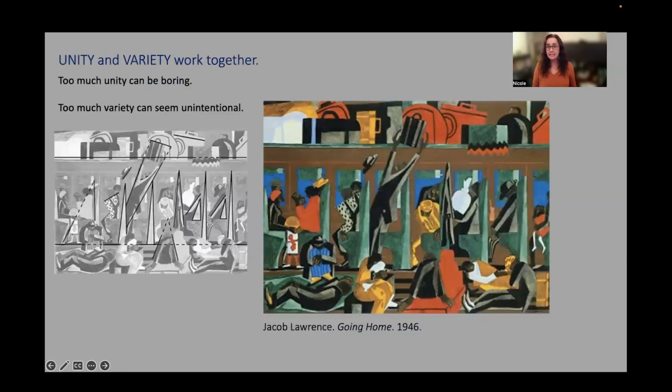So we've already seen that too much unity has one certain visual quality to it, and a whole lot of variety has another visual quality to it. So let's look at this example by Jacob Lawrence for understanding how they may work together in a way that helps us to really get that concept, that sort of comparative relationship.